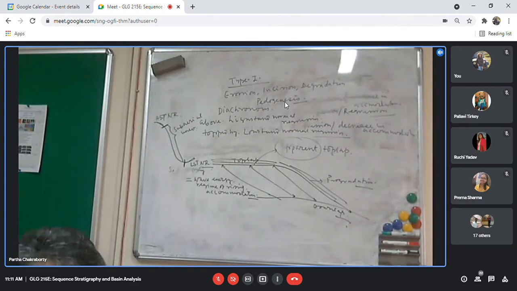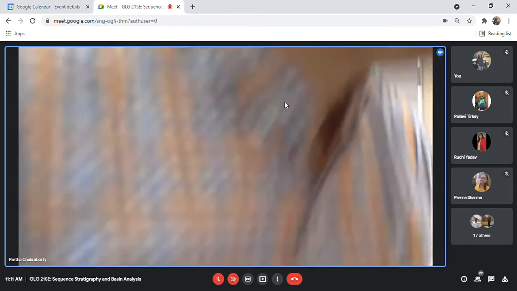In terms of hypothesis, I am saying a subaerial unconformity may not leave any record, or it may leave a record. If it doesn't leave a record, then how do I identify it? If it leaves a record, then what kind of record will it be? This is my aim.